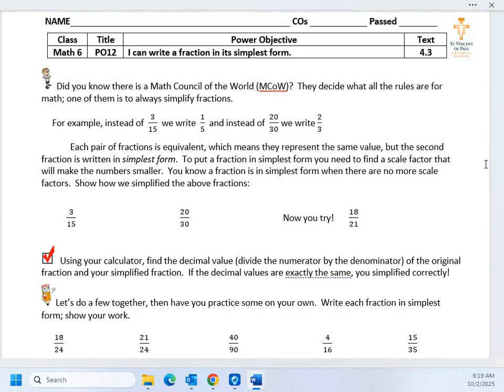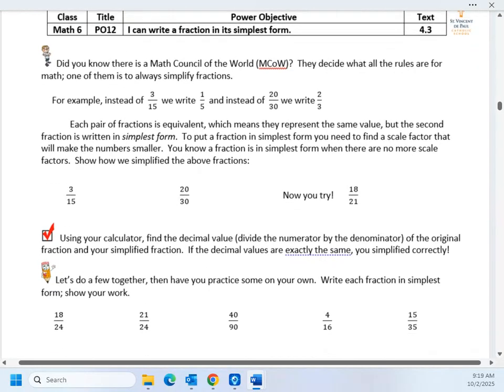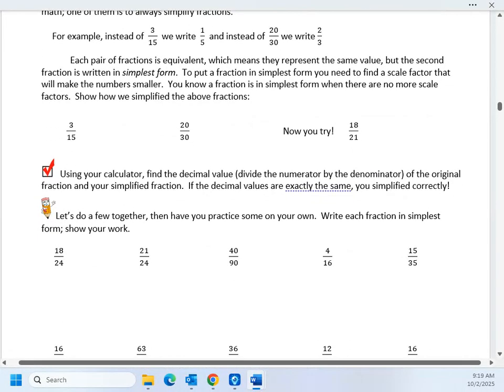One of them is to always simplify fractions. For example, instead of 3/15ths, we write 1/5. And instead of 20/30ths, we write 2/3. Each pair of fractions is equivalent, like we worked with yesterday. That means they represent the same value, but the second fraction is in its simplest form.